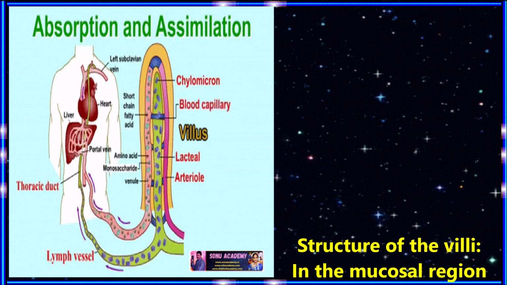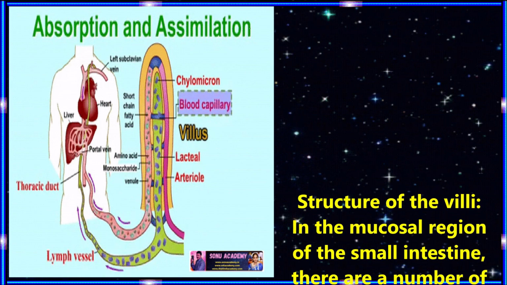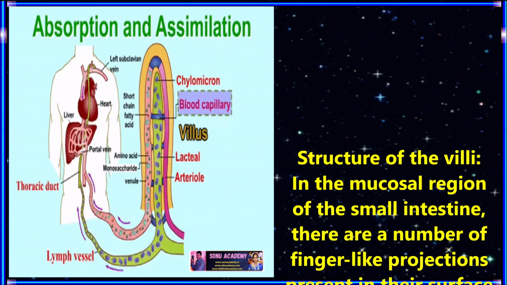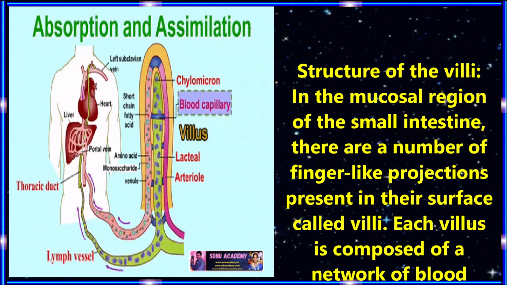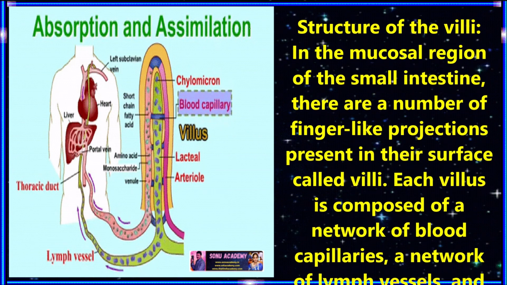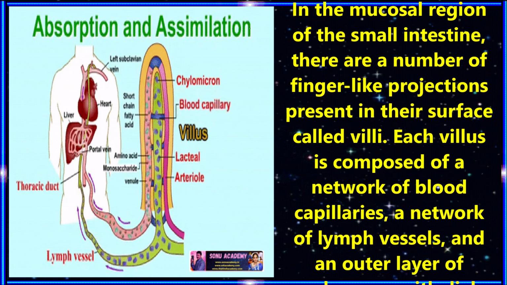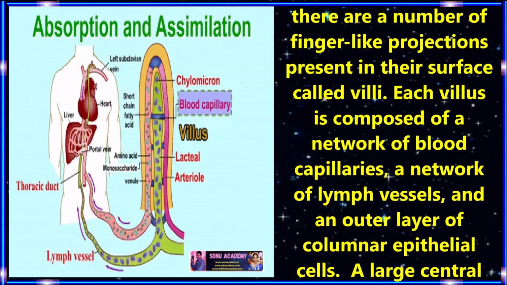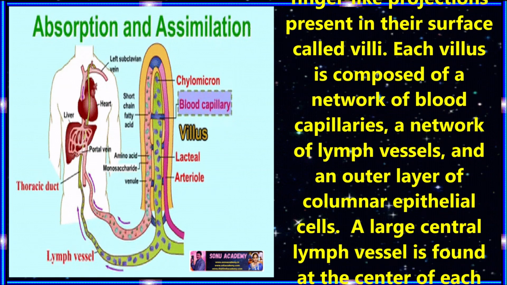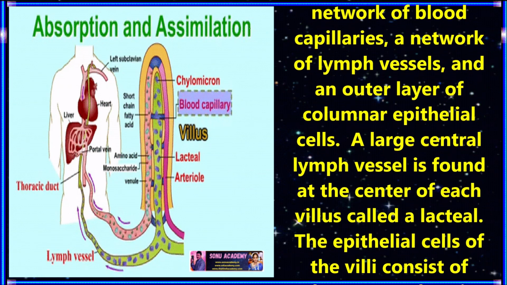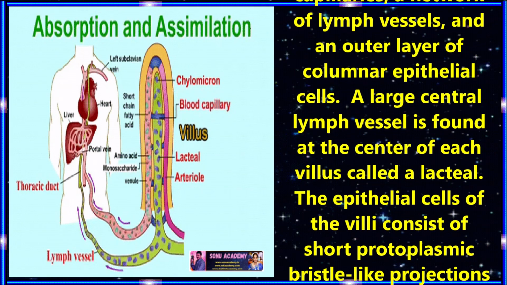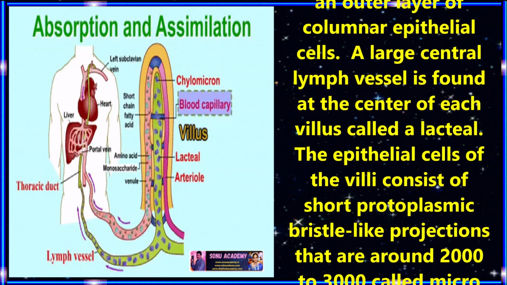Children, let us discuss the structure of villi. The villi are in the mucosal region of the small intestine. There are a number of finger-like projections present on the surface called villi. Each villus is composed of a network of blood capillaries, a network of lymph vessels and an outer layer of columnar epithelial cells. A large central lymph vessel is found at the center of each villus, called the lacteal.